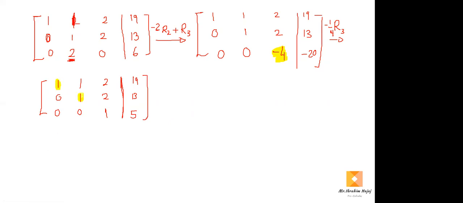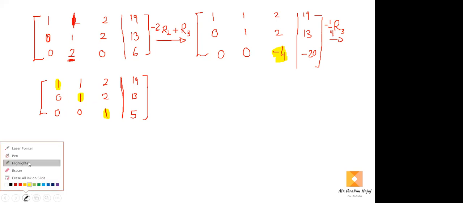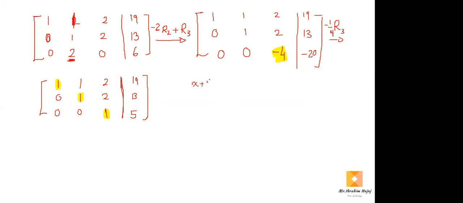The next step is to highlight the ones in the main diagonal and check that I have zeros below the main diagonal. Here is the main diagonal, 1, 1, 1. Okay, and below these ones are zeros. So we have to write now our system. How to write the system? The first equation: x plus y plus 2z is equal to 19.